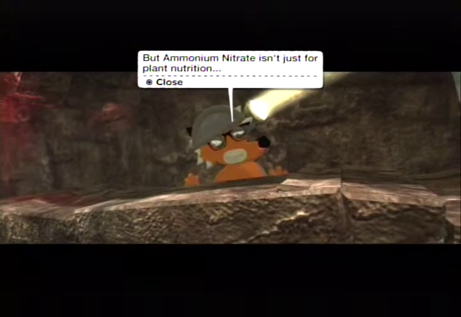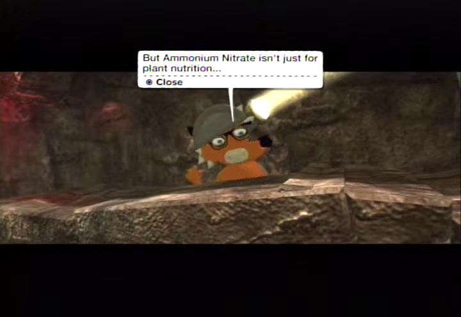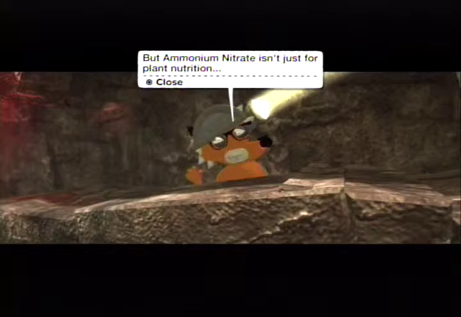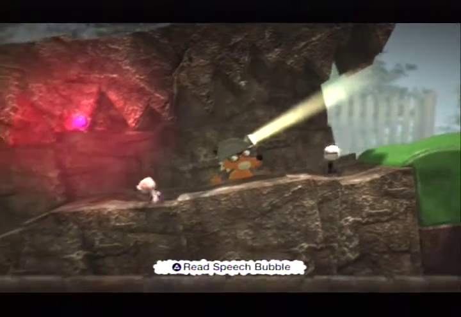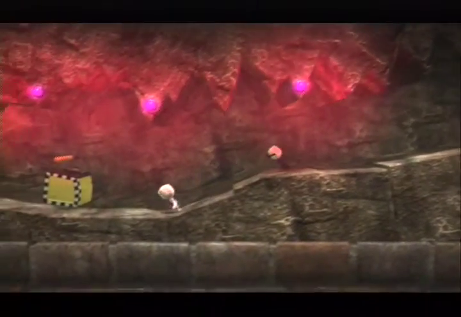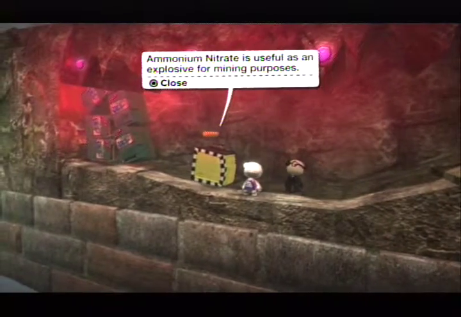Whoa! Foxy Flynn, what are you doing down here? Oh, it's not just for plant nutrition. Well, let's learn a little about it. So we've got some sort of diamond or ruby shaft, perhaps.